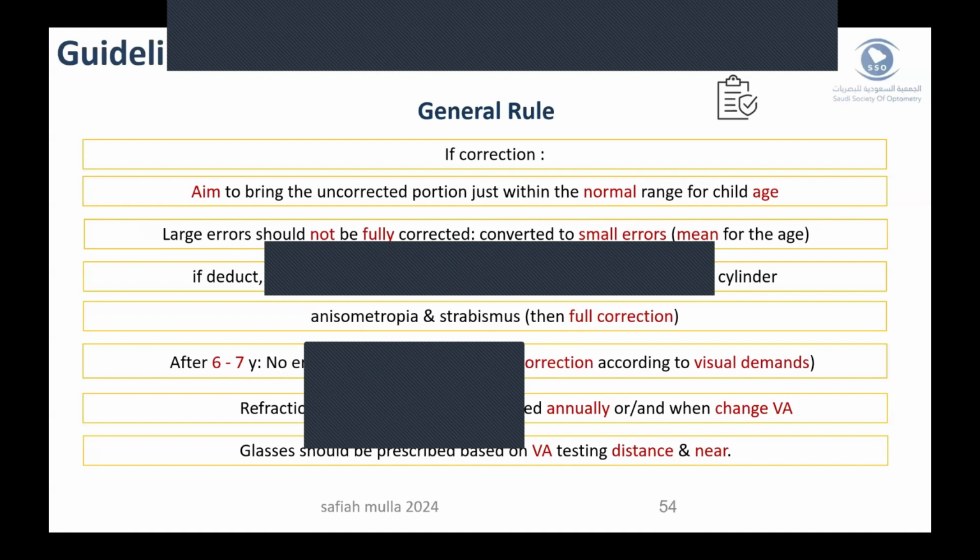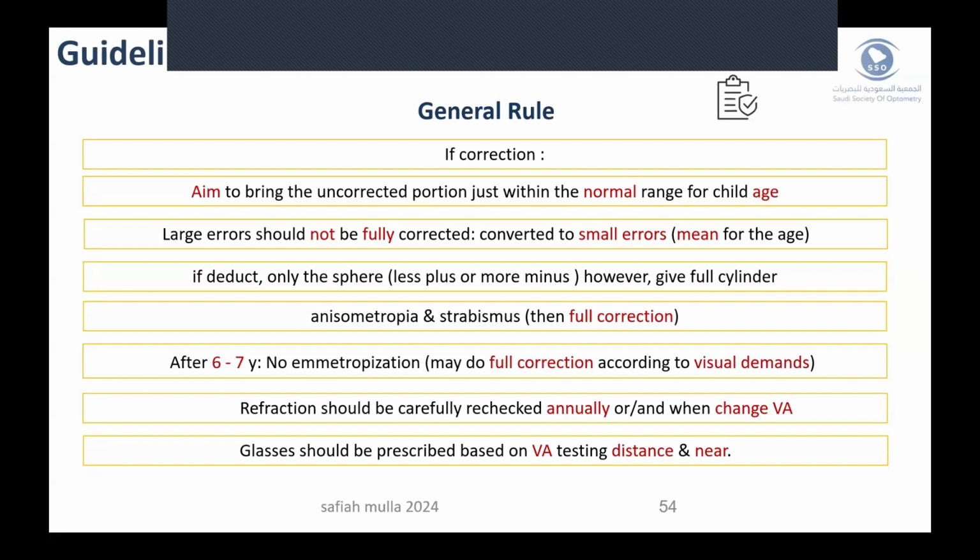as we said, after 6 to 7 years, you can do full correction because the emmetropization process is finished. But again, it needs to be according to their age and according to their demands, as you find in the previous result charts. Refraction should be carefully rechecked annually and when changes happen.